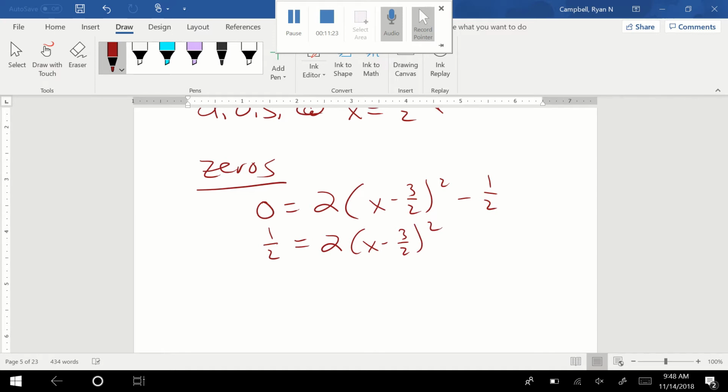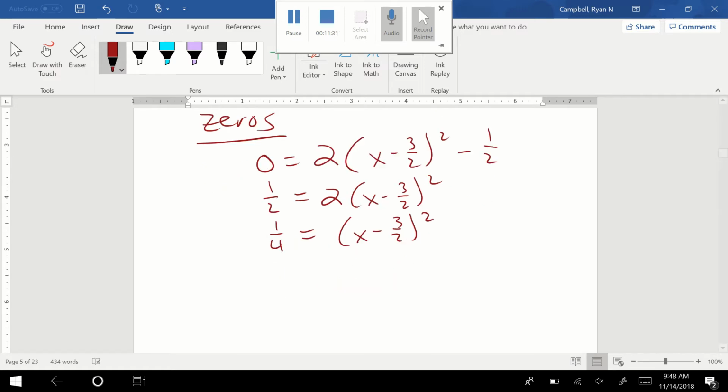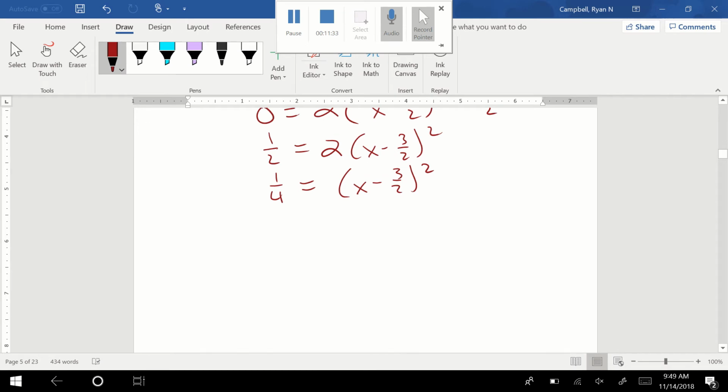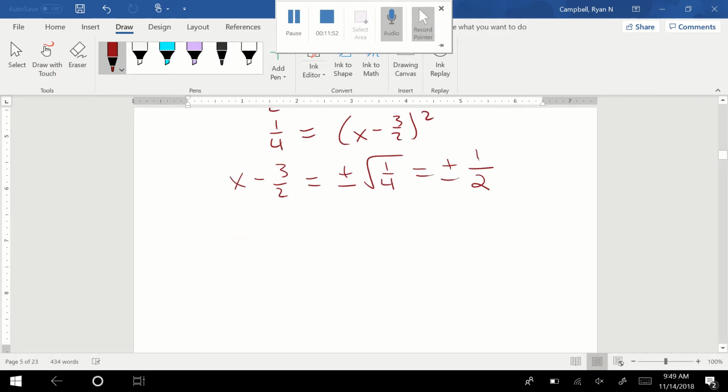We want to isolate the square, so let's divide by 2. So we have 1/4 equals x minus 3 halves squared. We take the square root of both sides. I'm just going to flip it to make it a little easier on us. We have x minus 3 halves equals, remember it's plus or minus the square root of 1/4. Square root of 1 is 1. Square root of 4 is 2, so it's plus or minus 1 half.